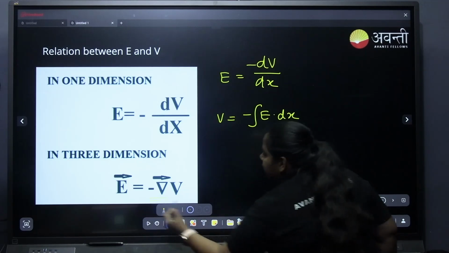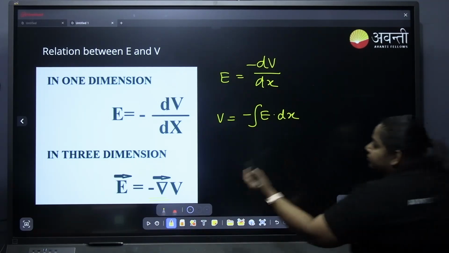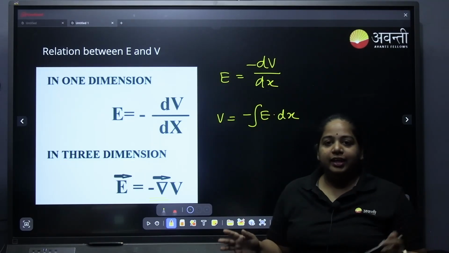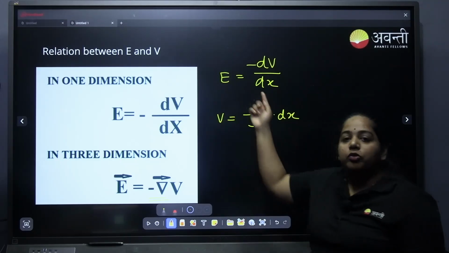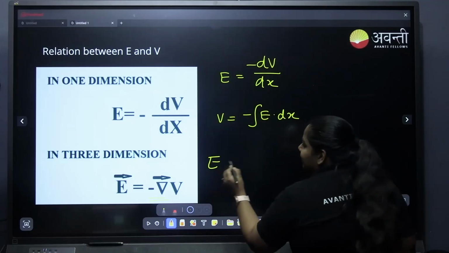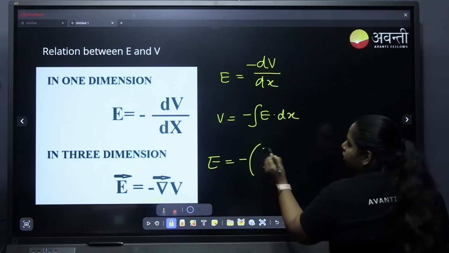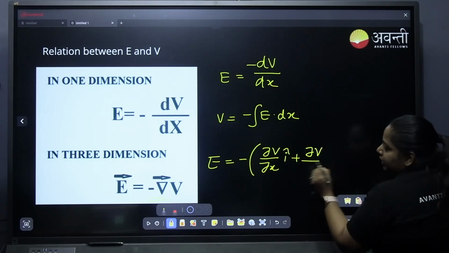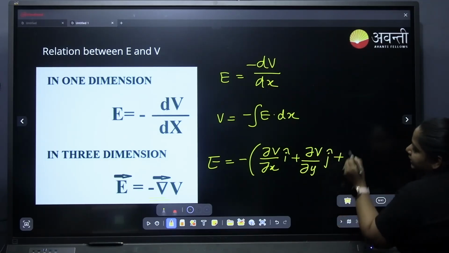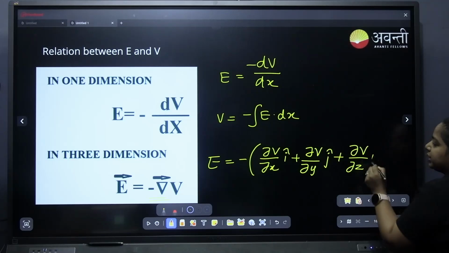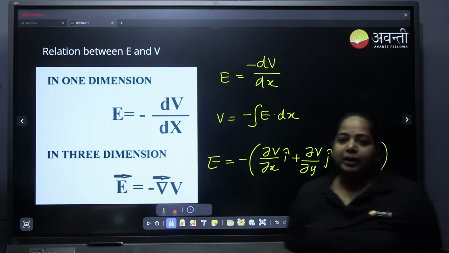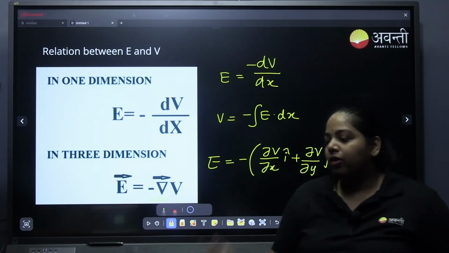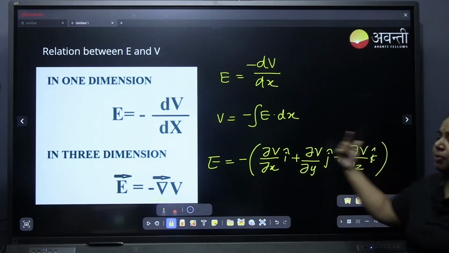And in three dimensions, you are not familiar with this equation, but this is only with the x coordinate, right? Usually it is in 3D, where there will be x, y and z. Then how do we write this? E will be equal to minus of dou V by dou x i cap plus dou V by dou y j cap plus dou V by dou z k cap. Are you familiar with partial differentiation? Are you covering that in differential equations or something? Okay, so this is partial differentiation.